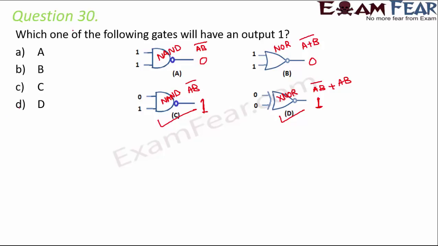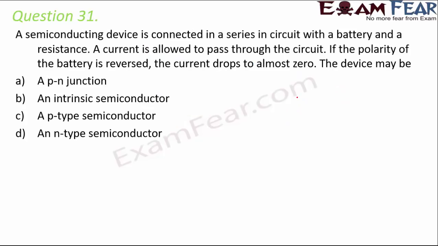Now the question says which one of the following gates will have an output 1. So that means there is some discrepancy. So that means either the last gate should have been a XOR gate. In that case, the output would have been 0. But the correct option here would be both C and D.